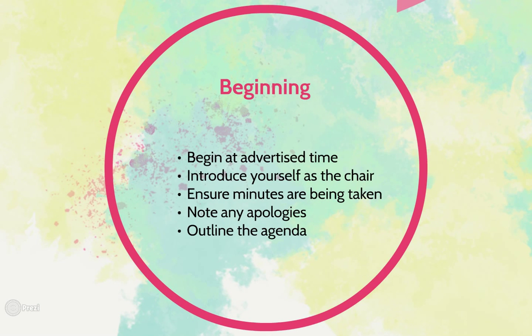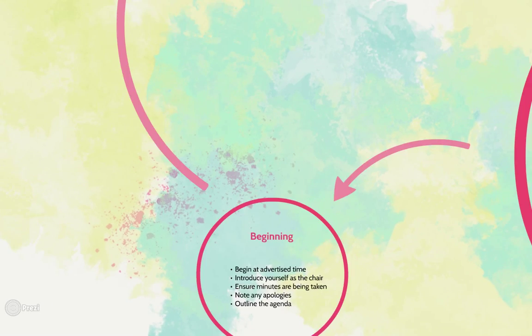At the beginning of the meeting, make sure you start on time. Make sure you're checking that everyone has managed to enter into this program a few minutes before your advertised time. Introduce yourself as the chair and make sure that minutes are being taken nice and early. So make sure also that you're noting any apologies that have been sent through and writing down who is actually present. And then you outline the agenda.